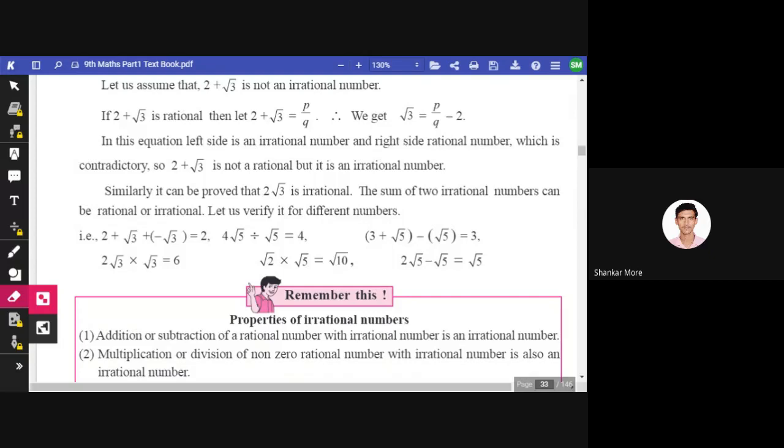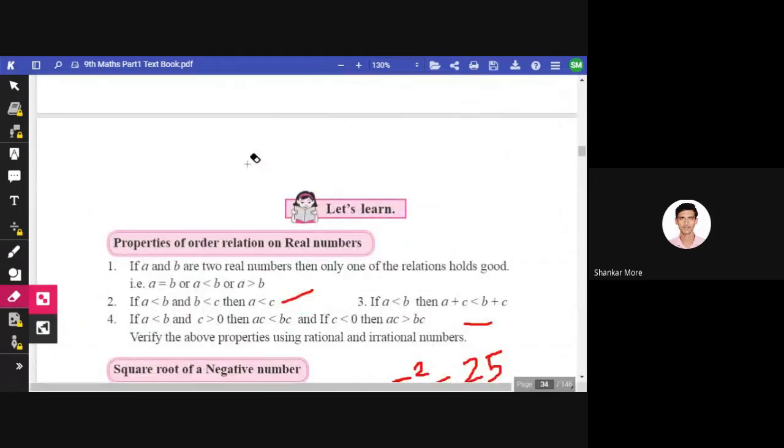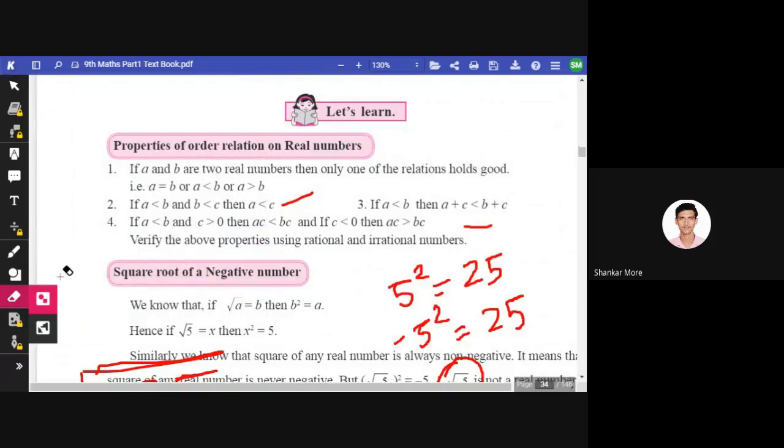But if both the numbers are irrational, it might be possible that the result might be rational or irrational. It depends, we cannot say surely. Okay, but if one number is rational, other is irrational, then it is fixed that the result will be irrational only. Okay, so properties of order and relation on numbers.